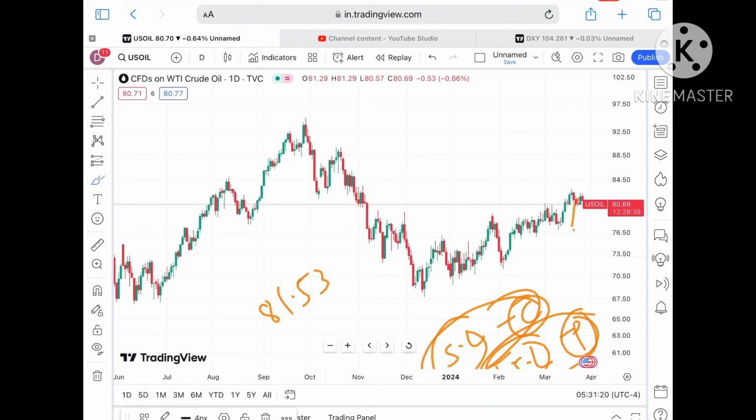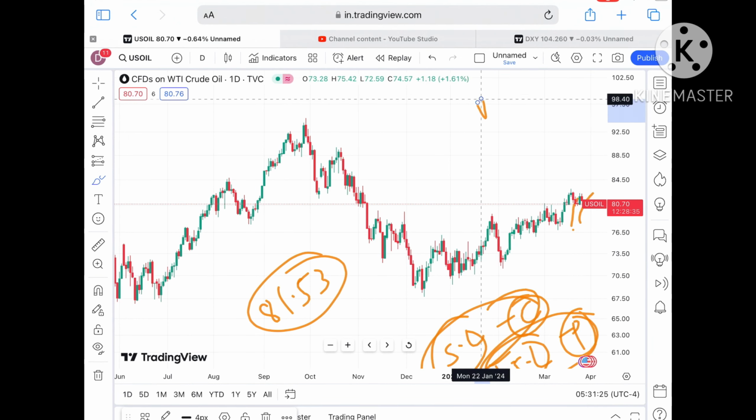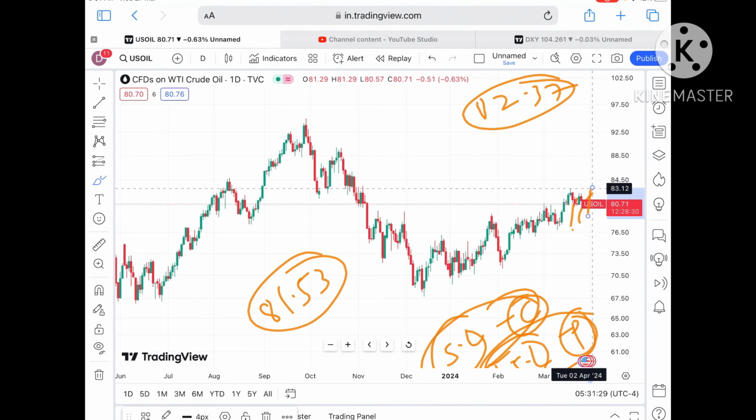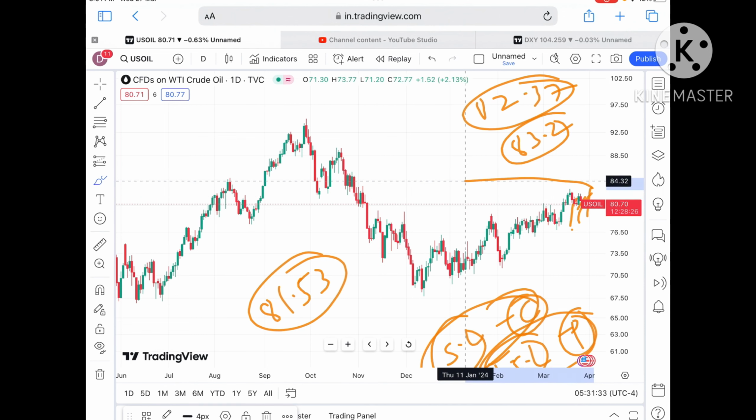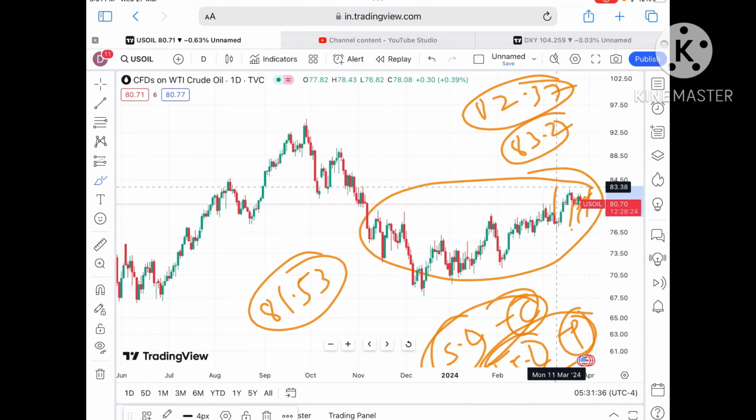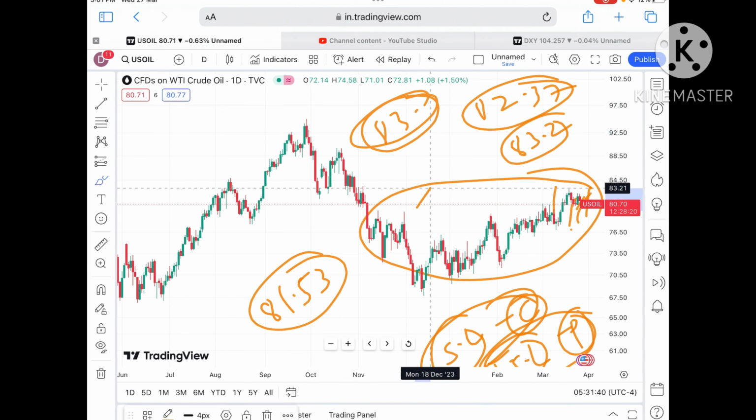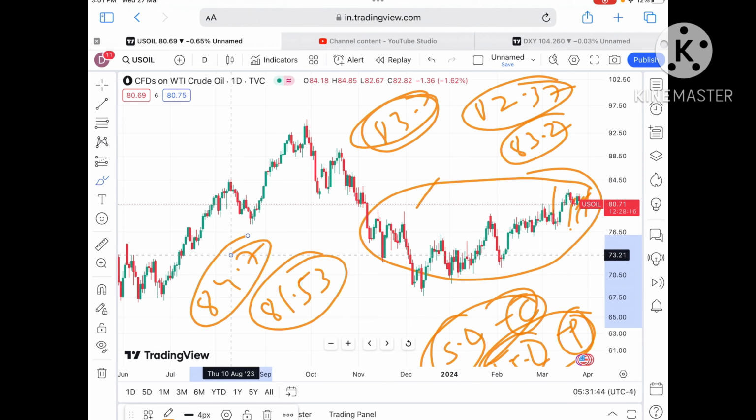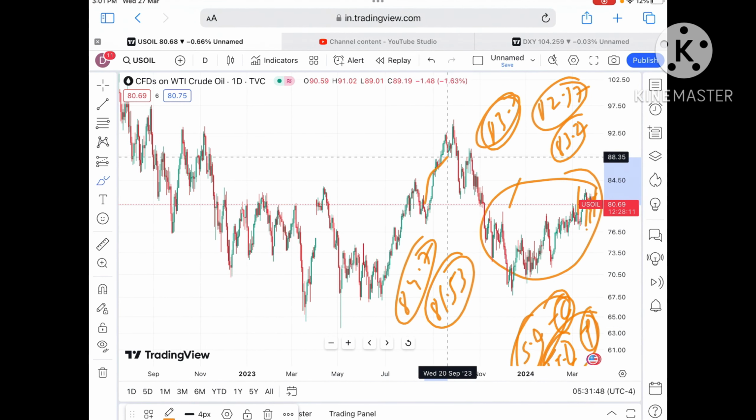Suppose if the price sustains this level, chances of crossing a level will be there, and it can touch a level of $81.53. Once the price started sustaining above that level, we will see a level of $82.37. And if it started going above that level, a further high we can see towards 83.2. Once the price started sustaining over $83.2, a further upside we can see towards a level of 83.5, and this level 83.5 is already being tested, so chances of touching a level of 84.7 will be there.